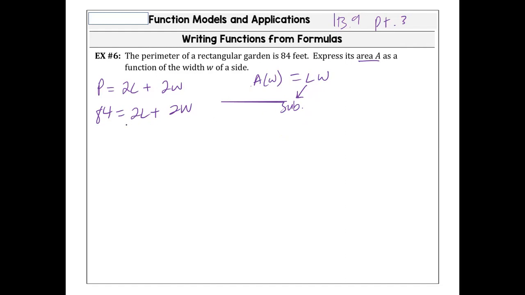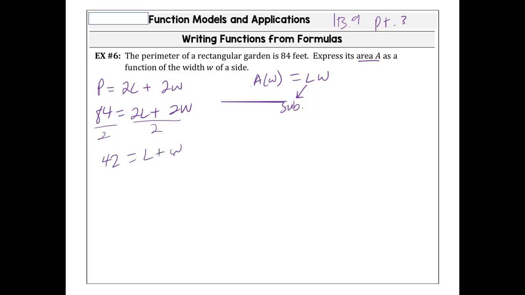So I have to use what I have here to manipulate that. Is that cool? The first thing I can do with this is simplify it. I can divide everything by 2. Why can I divide everything by 2? They all have 2 in common. So now we're working with 42 equals L plus W.